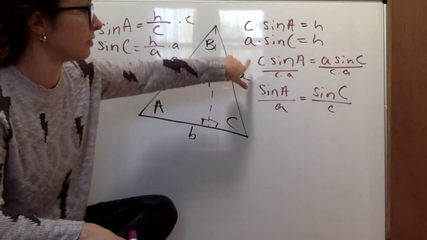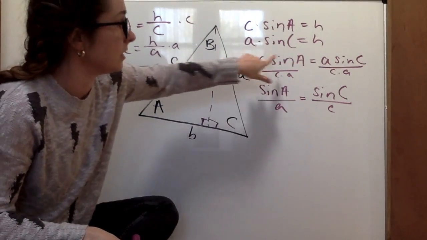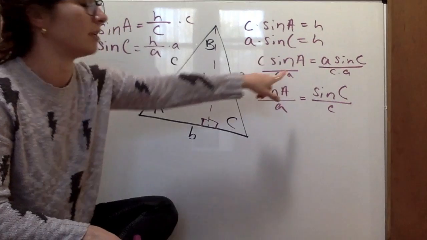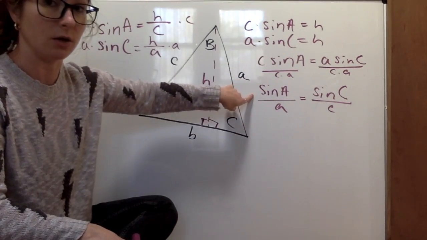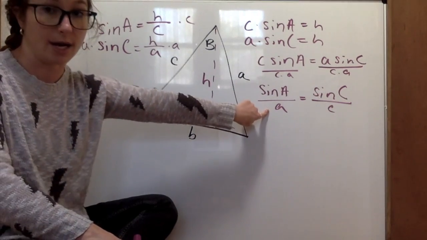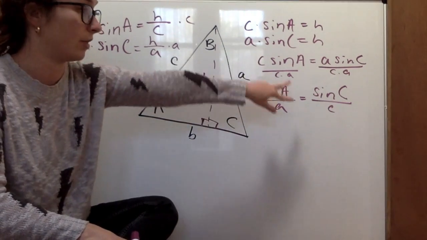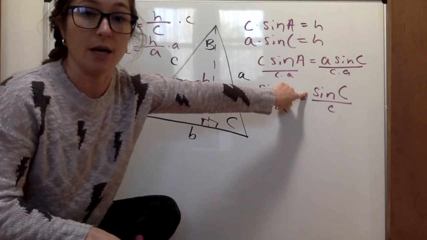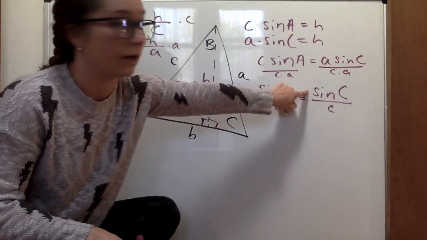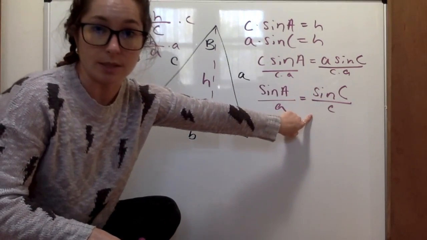And I wrote it, instead of just leaving it as c times sine A equals a times sine C, I divided it this way so that we can always see that the sine of an angle divided by its corresponding side length, they go together, A and a go together, C and c go together. That ratio will always be equal to the sine of a different angle in your triangle divided by its opposite side length.